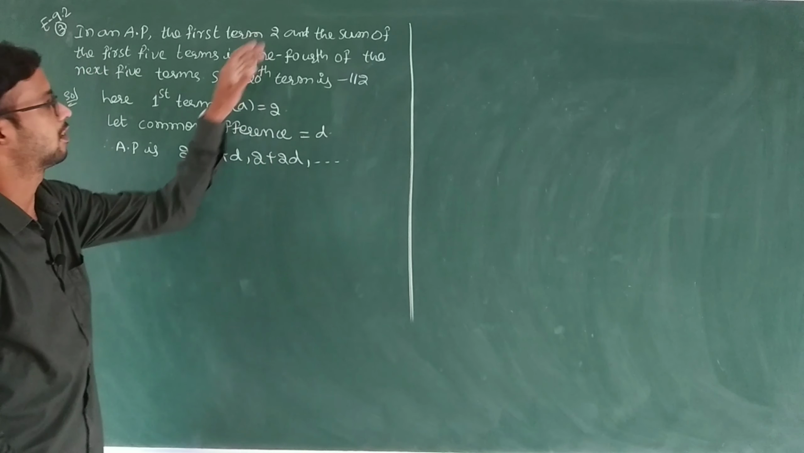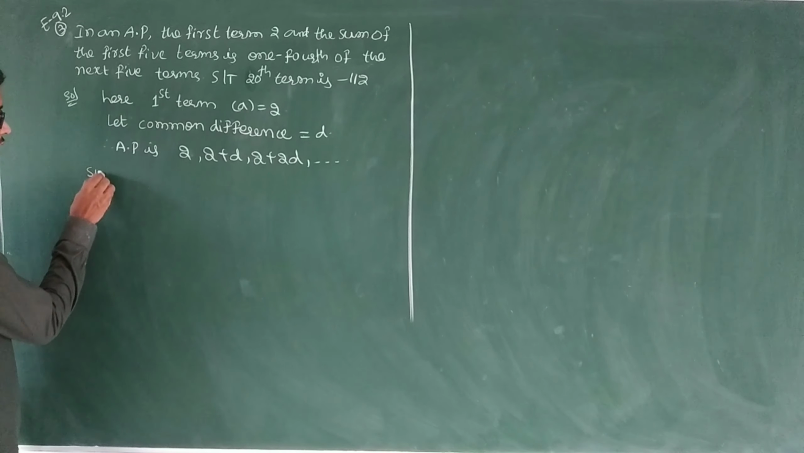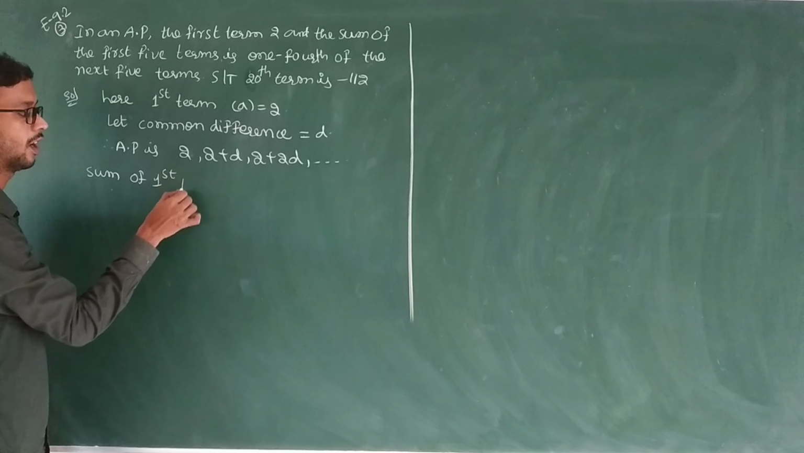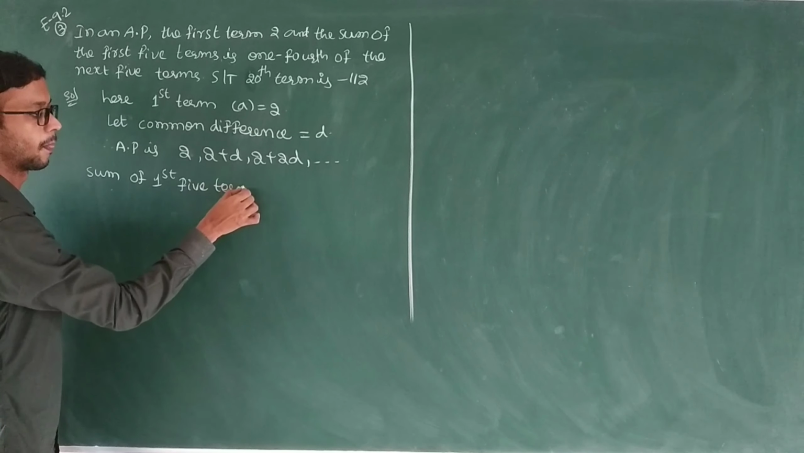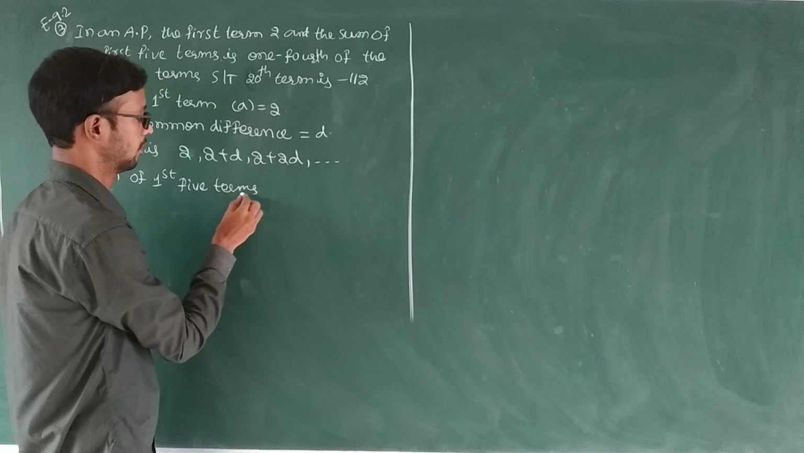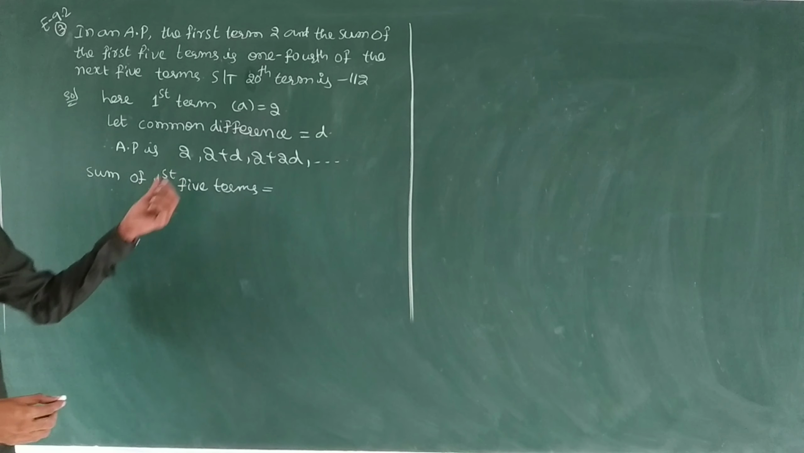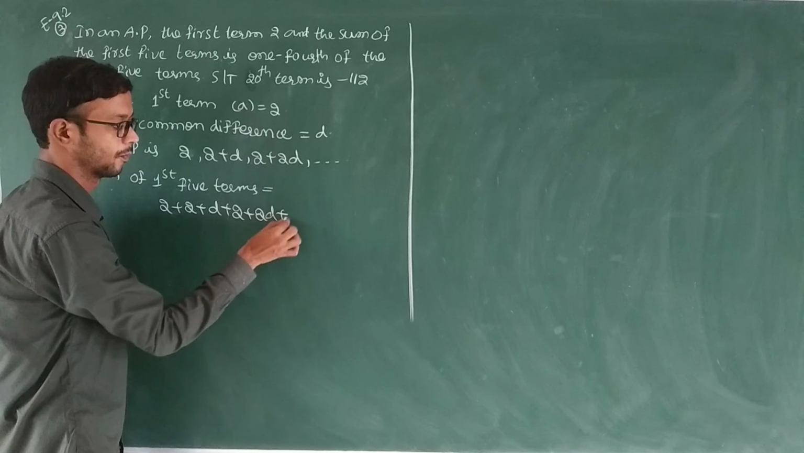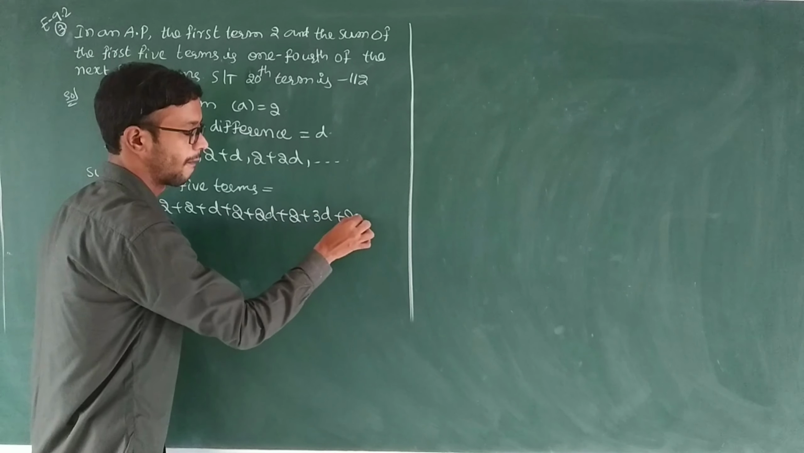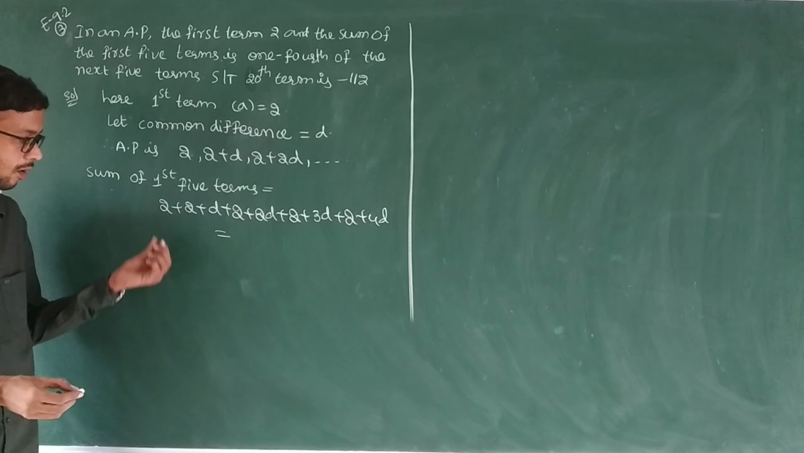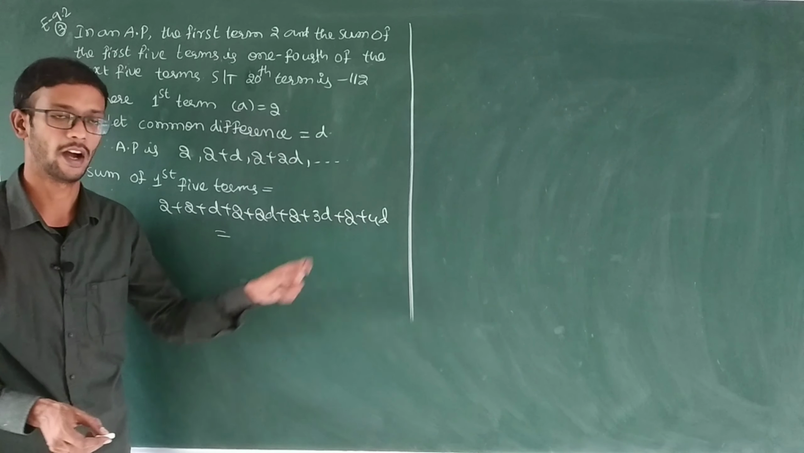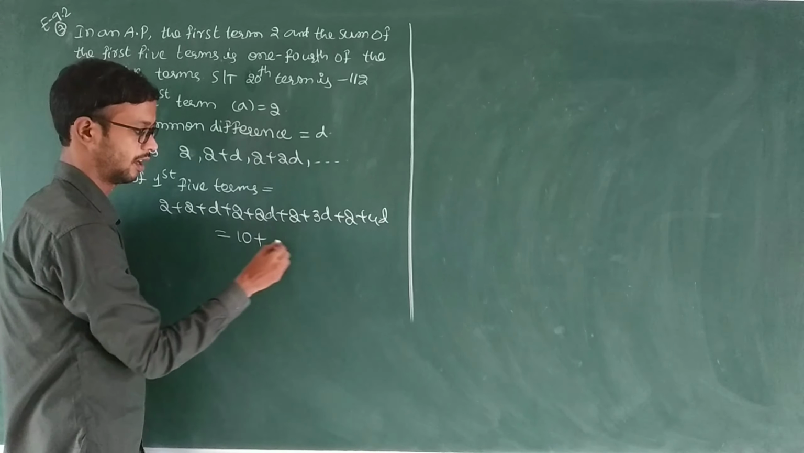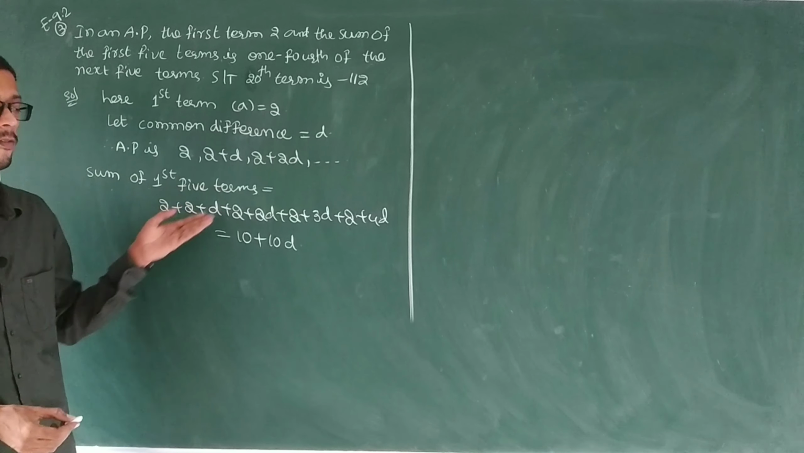What is being asked? The sum of the first 5 terms. Sum of first 5 terms is equal to, what is the sum of first 5 terms? First term, second term, third term, fourth term, and fifth term. That is nothing but 1, 2, 3, 4, 5 2s, 10, D, 3D, 6D, 10D. So this is the sum of the first 5 terms.